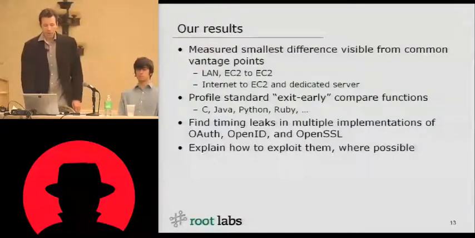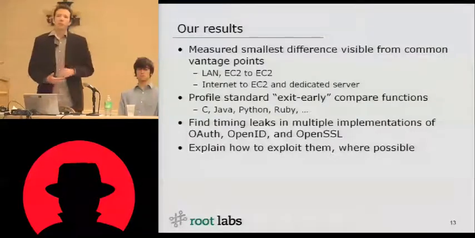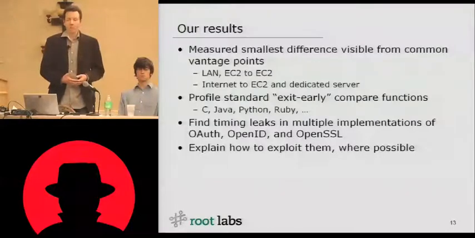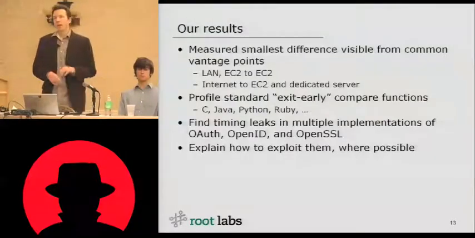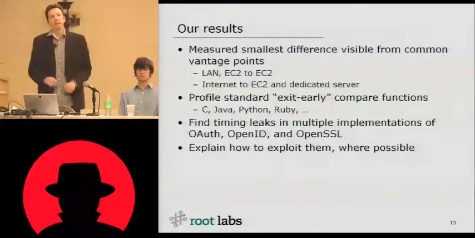We also wanted to profile different languages. So we tried some implementations of standard compare loops in C, Java, Python, Ruby, and some other languages. And we wanted to see how timeable simple comparison loops in these languages are. If you say in Python A equals B, how long does that take to operate on an average per byte basis?